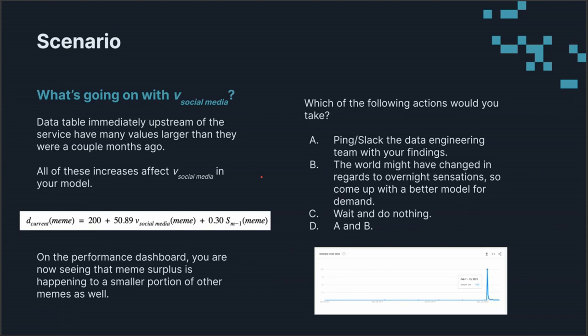Which of the following actions will you take now? A, ping the data engineering team with your findings. B, the world might have changed as discussed, so you need to come up with a better model for the demand. C, wait and do nothing, because sometimes doing nothing is better than doing something. Or D, A and B. Let's take 30 seconds to think through this.